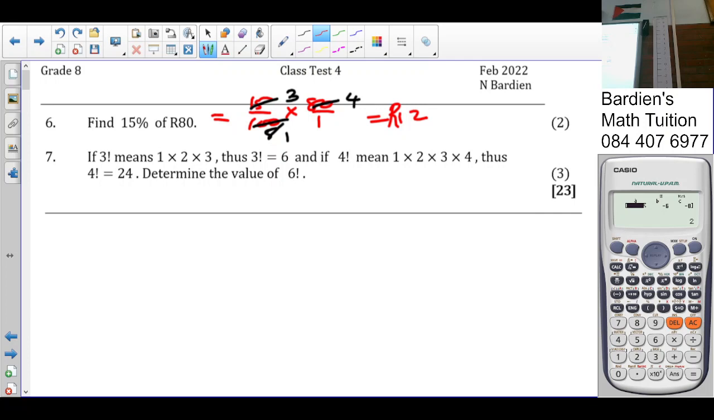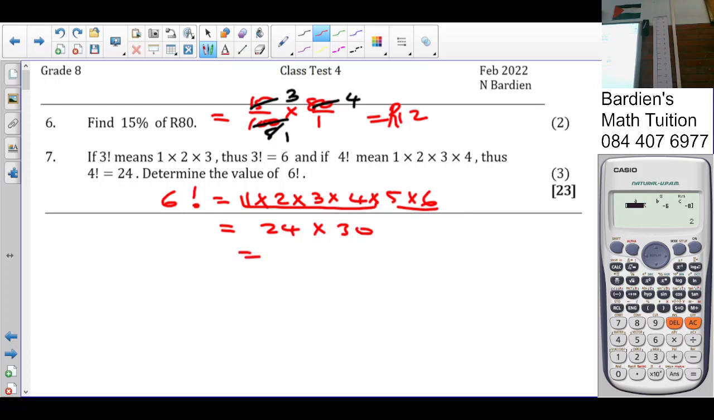So that means 4 factorial is 24. They want to know what 6 factorial is. So 6 factorial is going to be 1 times 2 times 3 times 4 times 5 times 6. So that is already giving us 24. 5 times 6 is 30, times 24 is 720. So 6 factorial is 720. Okay? That's something to think about.